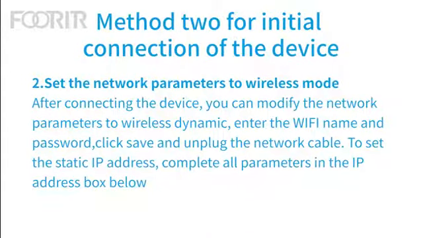Step 2. Set the network parameters to wireless mode. After connecting the device, you can modify the network parameters to wireless dynamic. Enter the Wi-Fi name and password. Click Save and unplug the network cable. To set the static IP address, complete all parameters in the IP address box below.